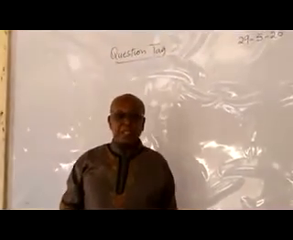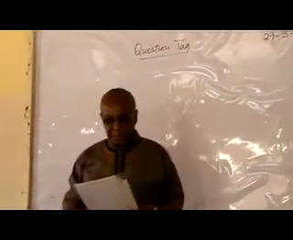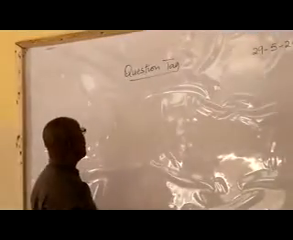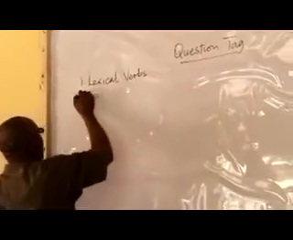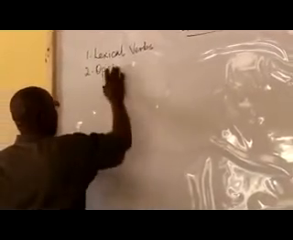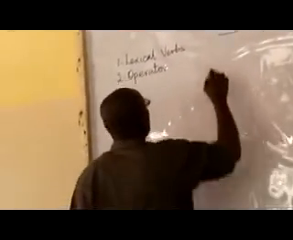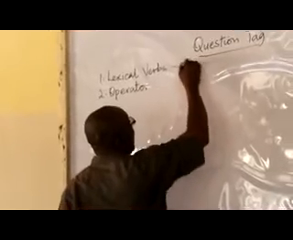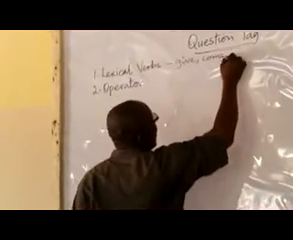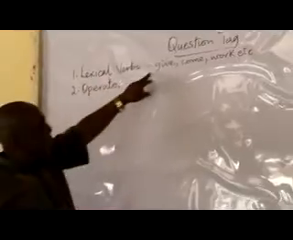Most times the questions you tag are those you already know the answer to, but you just want to confirm. Okay? Now, there are two things we use. Number one is lexical verbs, and number two is the operator. Lexical verbs are verbs when they stand in isolation, such as give, come, work, etc. They are called lexical verbs.